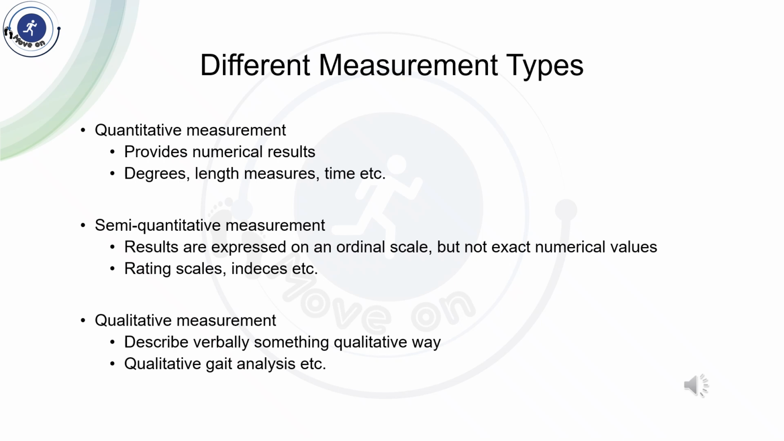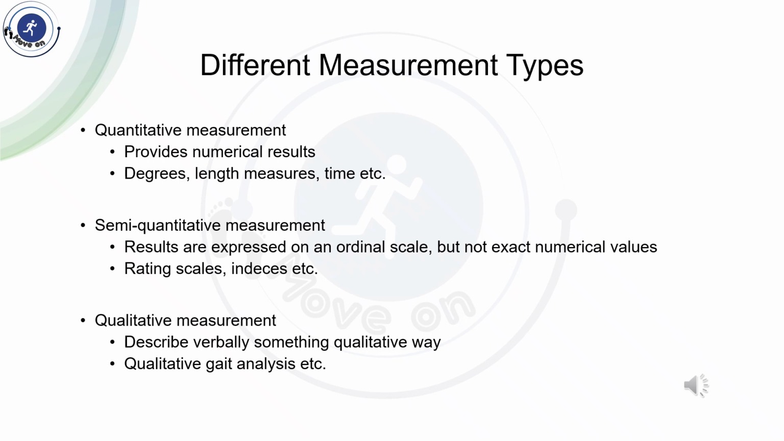When measuring functional capacity, different measurement types can be used. Quantitative measurement provides numerical results, such as degrees, length measures, or time. Semi-quantitative tools are often various rating scales or indices. In semi-quantitative instruments, results are expressed on an ordinal scale, but they are not exact numerical values.